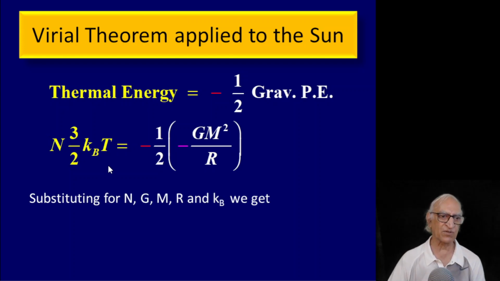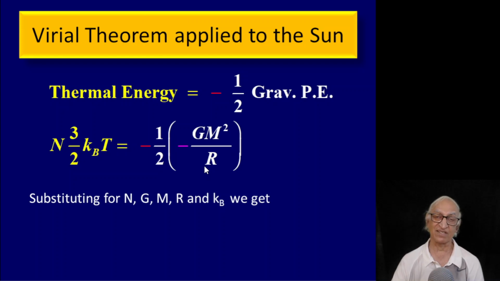Now we can substitute for the total number of particles, Boltzmann's constant, Newton's constant of gravity, mass of the sun and the radius of the sun, and solve this equation for the temperature of the sun. We know all these things. How do we know the number of particles in the sun? Well, let us assume for simplicity the sun is made primarily of hydrogen. We know the mass of the sun. So if you divide the mass of the sun by the mass of the hydrogen atom, then you will get the number of hydrogen atoms in the sun.